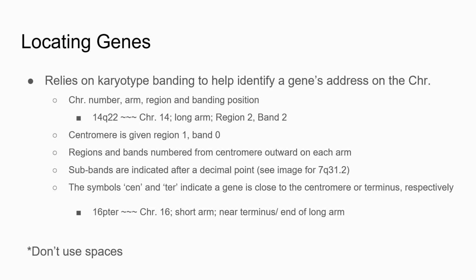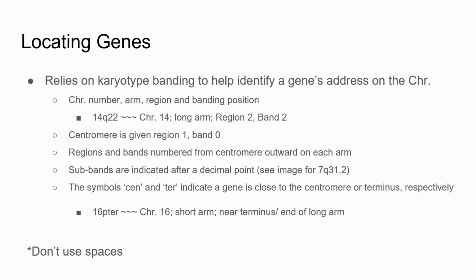The centromere is numbered 10, with p10 facing the short arm and q10 facing the long arm. Regions and bands are numbered from the centromere outward on each arm, so region 2 is closer to the centromere than region 3, and so on. With finer resolution, you may see an additional number following a decimal point, indicating a subband.